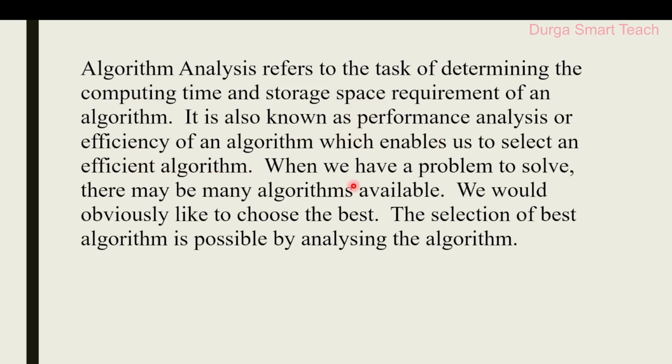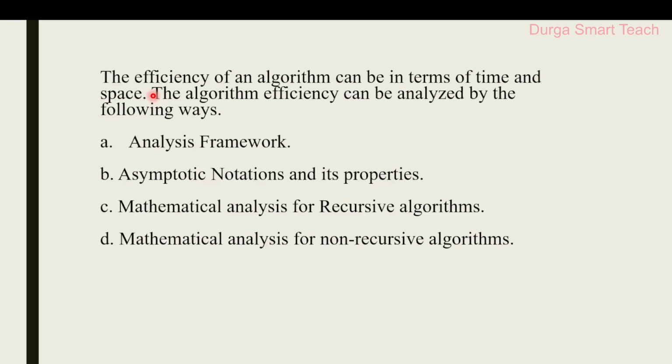For example, if we have one problem, there are many algorithms available to solve that particular problem, but we have to choose the best algorithm. So the selection of an algorithm is possible by analysis of algorithm. After creating an algorithm, we have to analyze it in terms of time complexity as well as space complexity. Based on that, we can select the efficient algorithm. So the efficiency of an algorithm can be in terms of time as well as space.